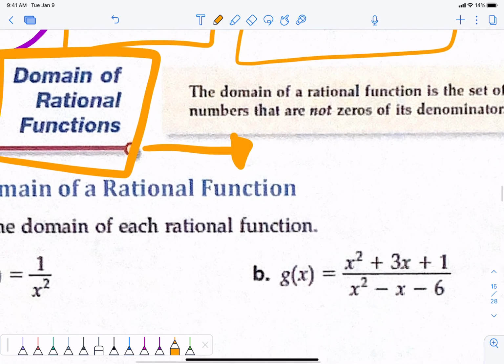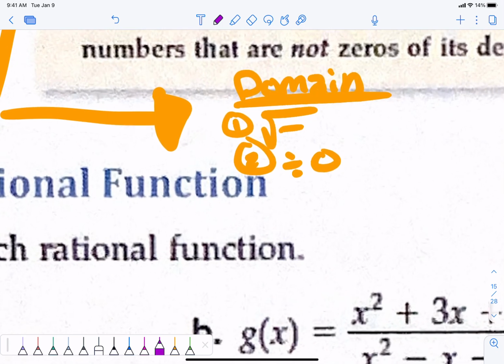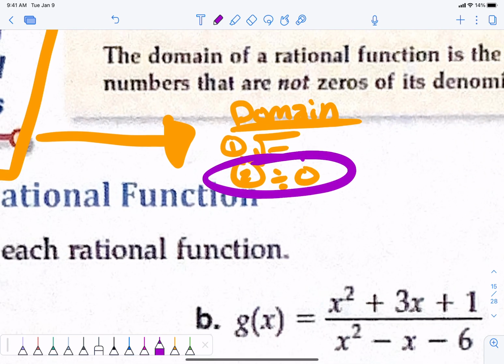Okay, domain of a rational function. We've talked about domain before. We've talked about 2 things that screw up the domain, and they are a negative inside of a square root and dividing by 0. Those are the 2 things, okay? Now, when we are dealing with rational functions, we are only ever dealing with one of these, and that is which one? Divide by 0. This is the easier one of the 2, so that's kind of nice, right?